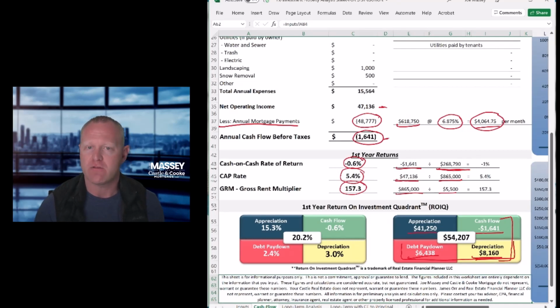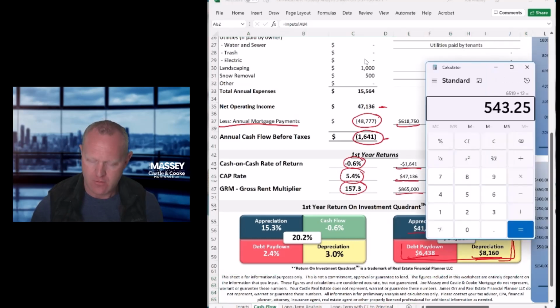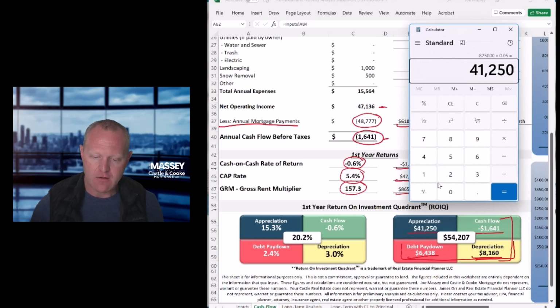Now, the next one we've got is appreciation, $41,250. Now, I want you to pause for a second and remember, we bought this property for $825,000. Let me bring my calculator back over here. So $825,000 times 0.05% means that in the first year, this property is going to gain $41,250. All right. Now, in the second year, hopefully it goes up another 5%. In the third year, 5%, so on and so forth.